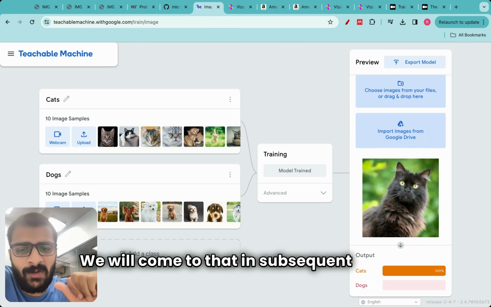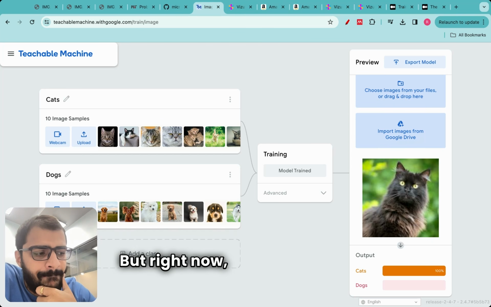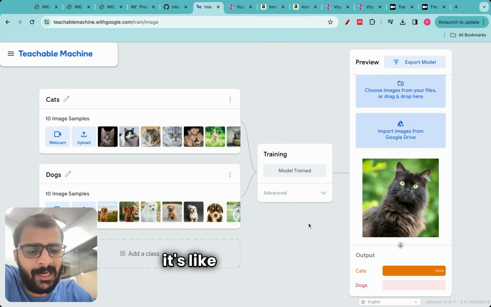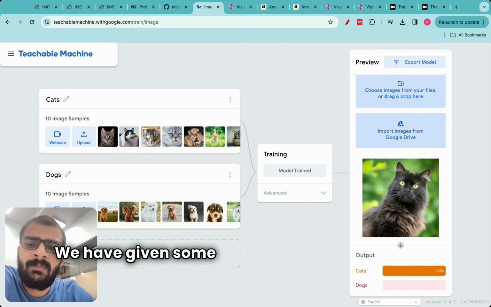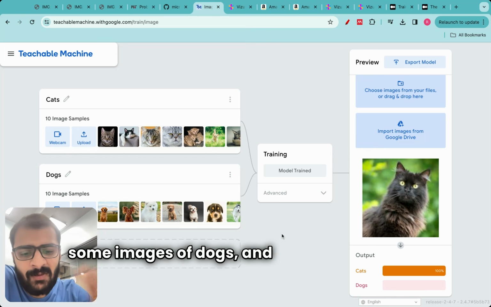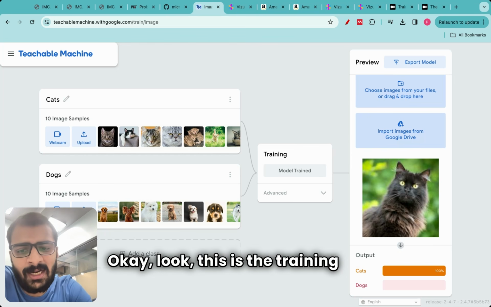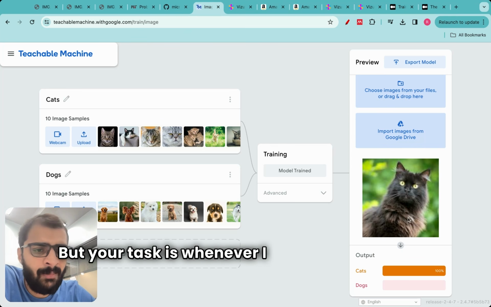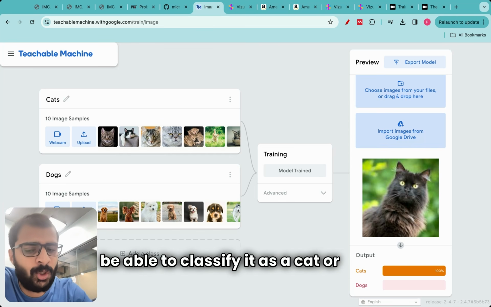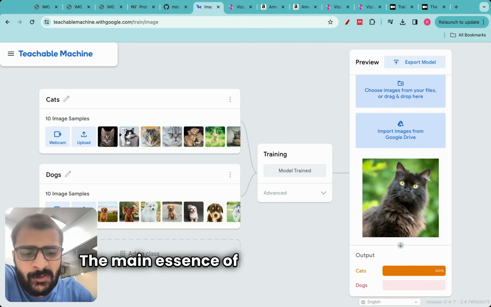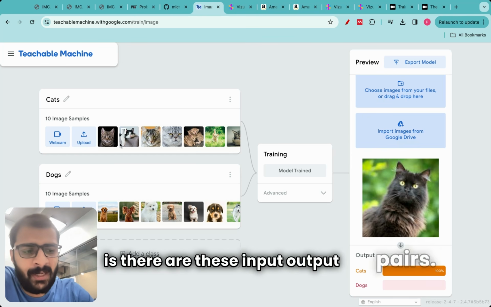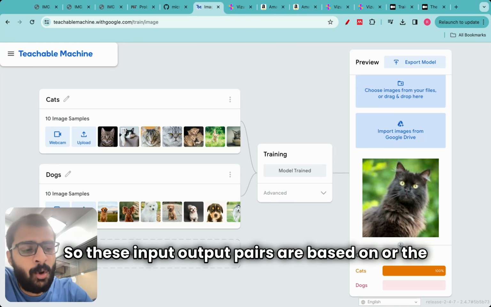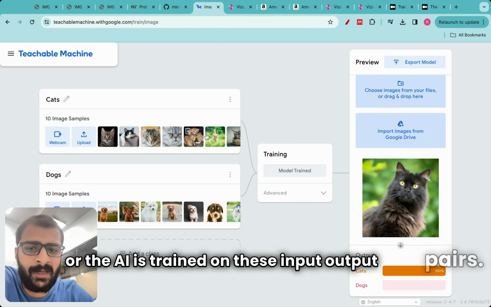We will come to that in subsequent videos, but right now, this is when I truly understood why it is called supervised learning. It is called supervised because it's like training a kid. We have given some images of cats and some images of dogs, and we are telling the machine, look, this is the training data, take this and learn from it whatever you want. But your task is, whenever I upload a new image, you should be able to classify it as a cat or a dog. The main essence of supervised learning is that there are these input output pairs, and the AI is trained on these input output pairs.